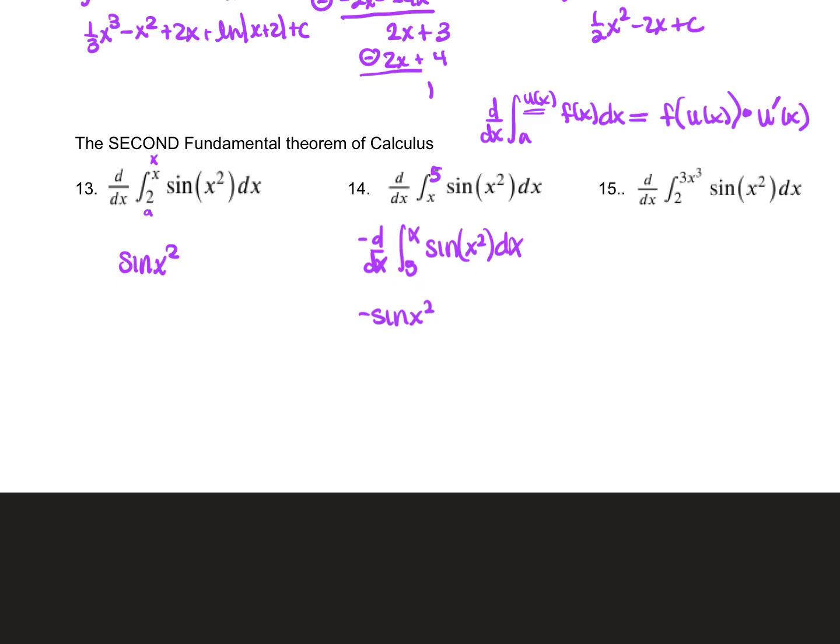15, again, we have a constant down here, but now we have a whole function up here. So our entire function is going to have to go inside x. So it's going to be 3x cubed quantity squared. Then you're going to multiply by the derivative of that, which would be 9x squared. So this would be sine of 9x to the 6th times 9x squared.